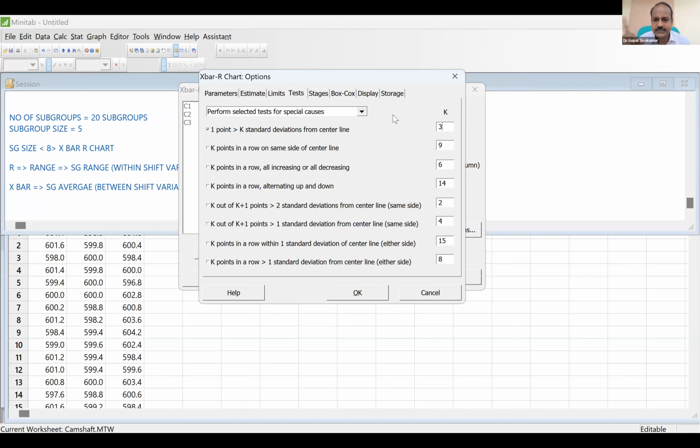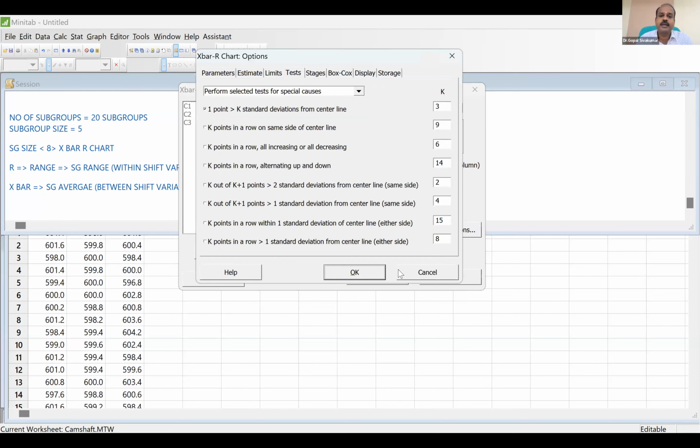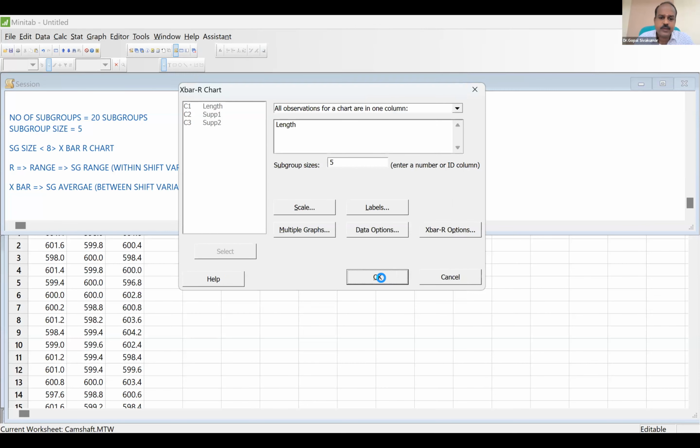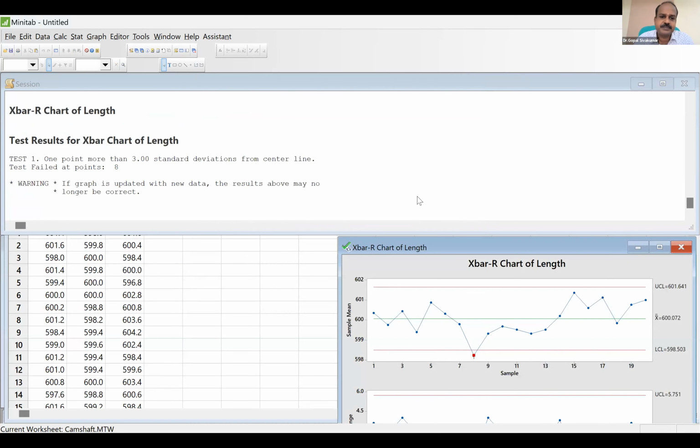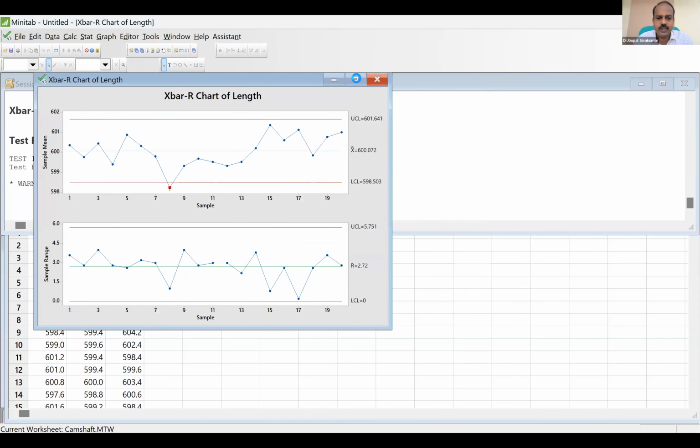So any observation seen outside the control limit is definitely an indication of a special cause. I am only selecting that, but as you gain knowledge, you can select all of these conditions, right? So now I am giving OK. Again, I am giving OK. Now Minitab has produced the control chart for me. You see here. Can you see the control chart?